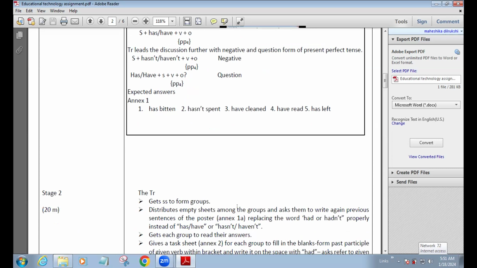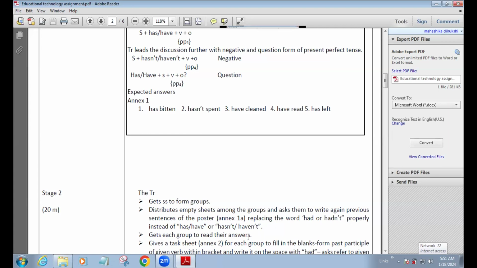Distributes empty sheets among the groups and asks them to write again the previous sentences of the poster, Annex 1A, replacing the word has, have, hasn't or haven't with had or hadn't properly. It means I have given a poster using present perfect. So I asked them to replace all those sentences using had or hadn't instead of has or have.